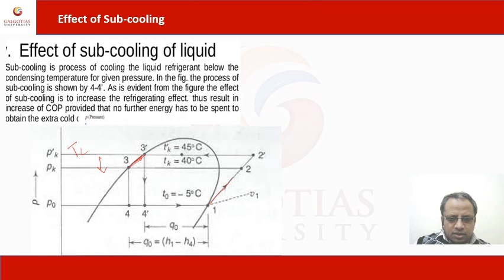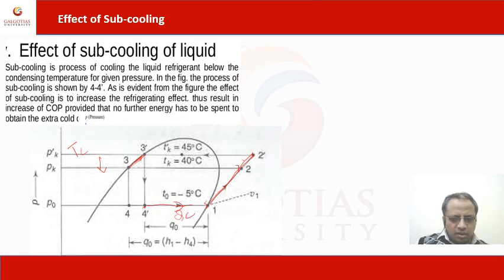Without any additional compression work, we can decrease the temperature of the refrigerant by using some cooling arrangements like air cooling or water cooling method. There are different methods of subcooling available. So without any compression work additionally used, we can decrease the temperature of the refrigerant, and we can increase the cooling effect also. For the cycle 1, 2, 3 and 4, this is the initial cooling effect.